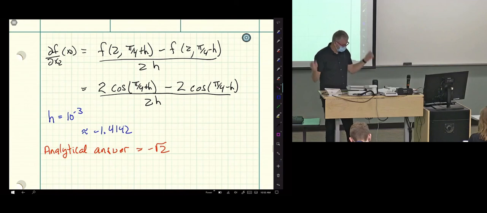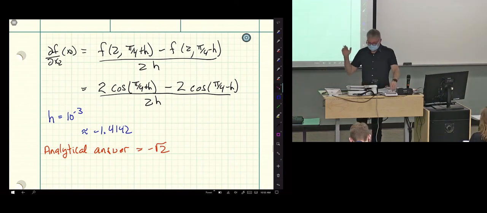So we'll start using these linear approximations when we do the gradient, the Jacobian, and then Newton-Raphson. That'll wrap up root finding.